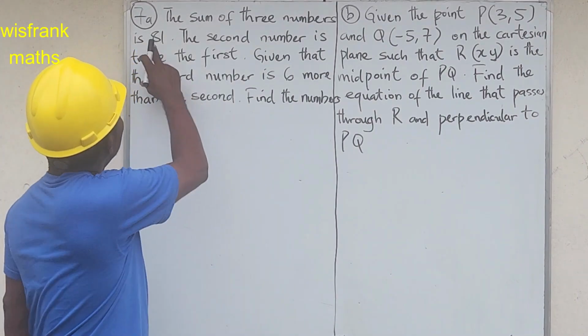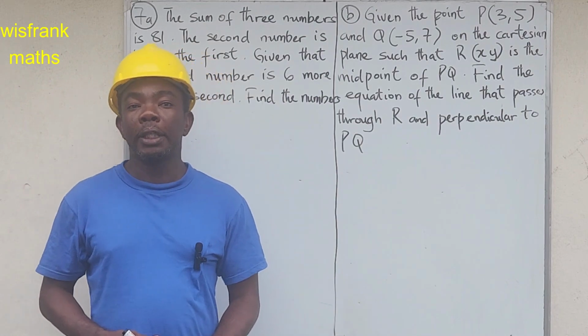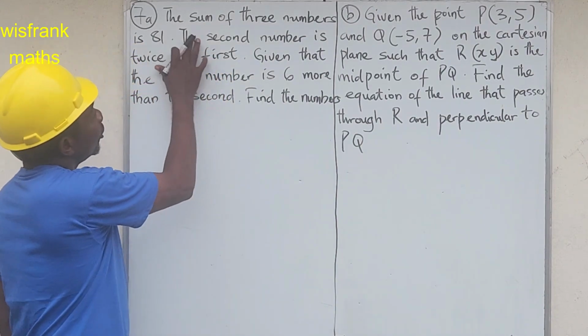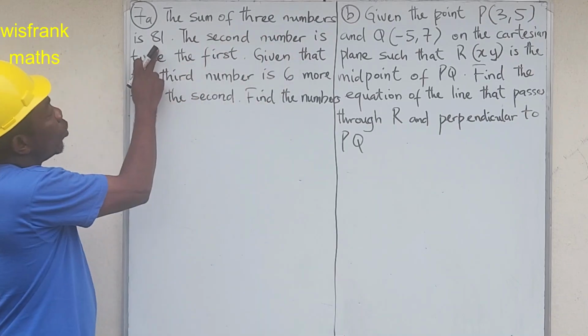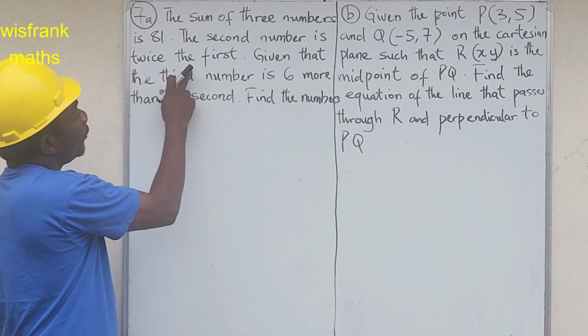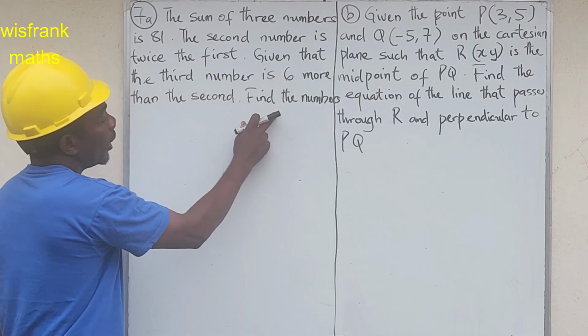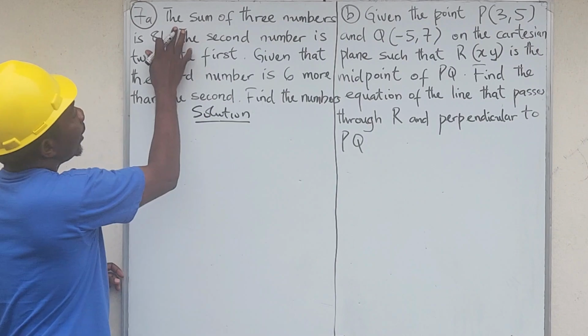Today we are looking at question number 7 from the 2023 June Core Mathematics WASSCE examination, and it says: the sum of three numbers is 81. The second number is twice the first. Given that the third number is 6 more than the second, find the numbers. So we have the solution.